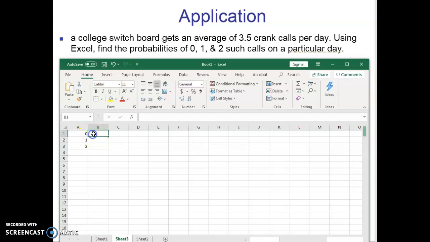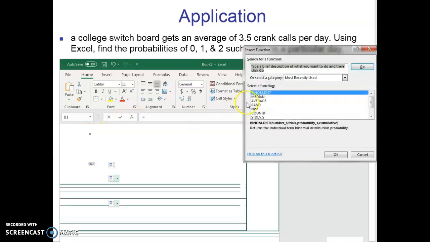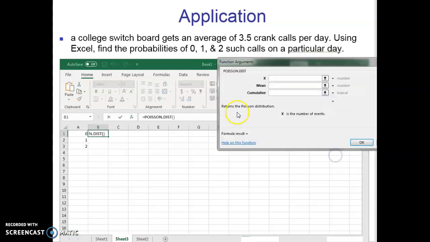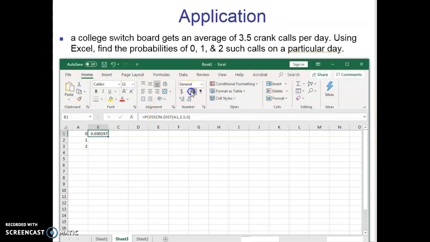And then in the next column, we're going to put the correct function. Type in Poisson and pull that function up. Poisson.dist. Click on that one. And then your x value is going to be the information in the first column. Then the mean, it's given to you. It's 3.5. So we're just going to put in 3.5 here. And then again, we don't want cumulative for this one. So click on OK and change it to a %. And voila, there's your probabilities.